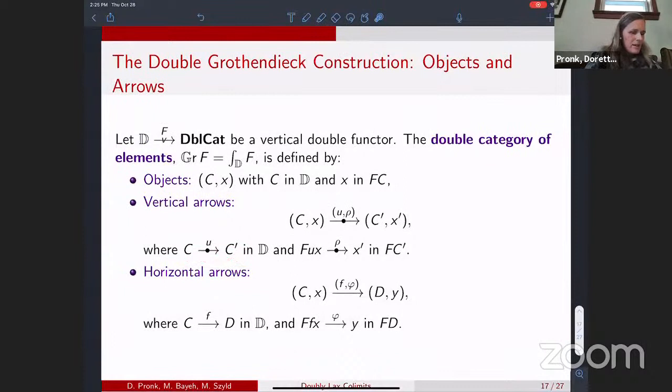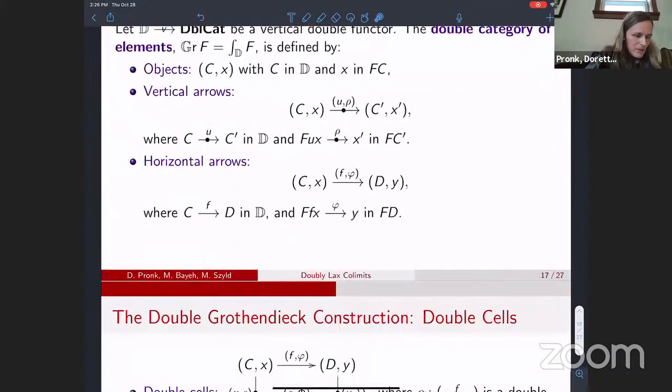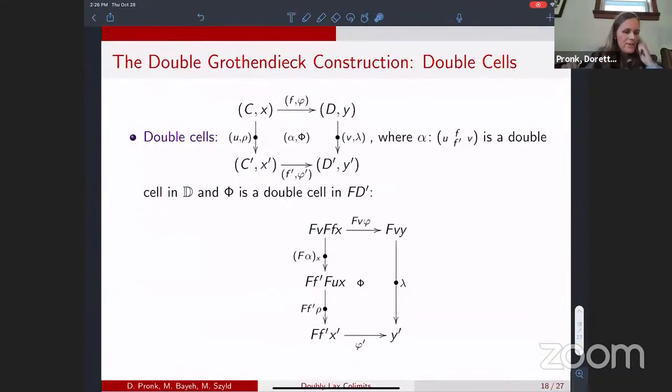We have done an arrow in FC primed that has to go from FU of X to X primed, where these were the chosen objects. Horizontal arrows, same idea. So so far, this is just repeating the usual Grothendieck construction in the horizontal direction and the vertical direction. Double cells are also fairly straightforward, but require just a little bit more thought.